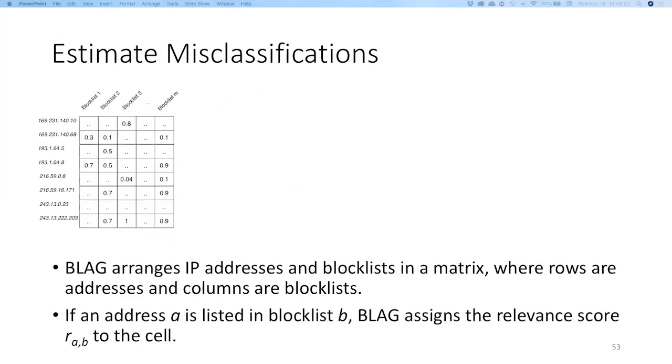Now, BLAG actually uses a recommendation system to identify misclassifications in block lists. At first, BLAG arranges the IP addresses and the block lists in the form of a matrix where the IP addresses are in the rows and the block lists are in the columns. And the relevance score, which was calculated a few slides ago, is filled in if a particular IP address is present in a particular block list.